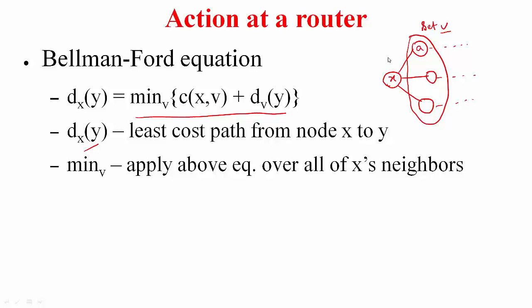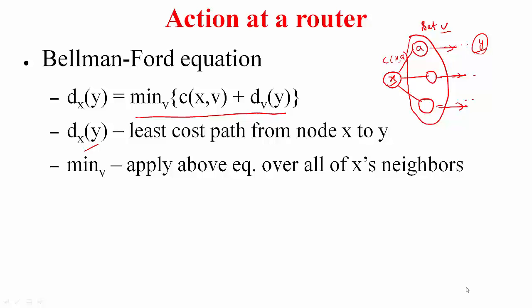Let me call it A. What is the cost of this? So this is C_XA, and then what is the cost of reaching this destination Y from A. Then taking the summation of the cost from X to the neighbor and the least cost path from the neighbor to the destination Y, and taking the minimum over all such possibilities, is what is going to yield the least cost path from this node X to the destination Y.